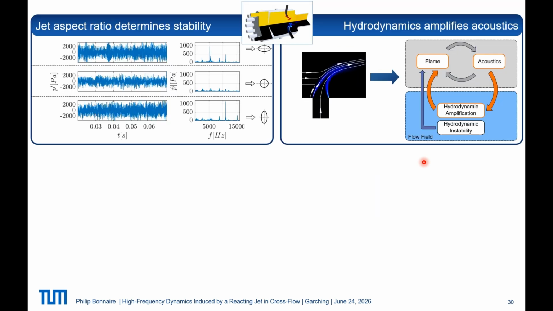So let's sum up what we observed within those studies. First, we could show that with the jet aspect ratio, we could change the acoustic spectrum. So in one line, the jet aspect ratio can determine the stability of the combustor. Then, secondly, on the right-hand side, so far we only had cases where the hydrodynamics amplifies the acoustics. So we never observed the hydrodynamic instability on its own, which could be an influential parameter for the flame.